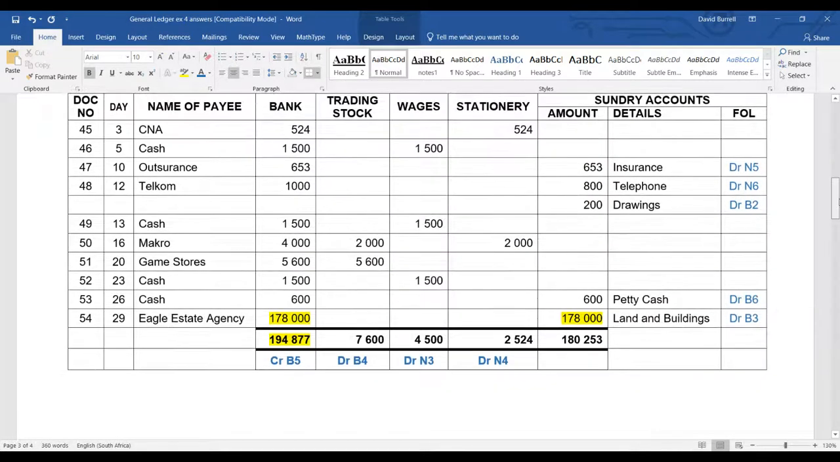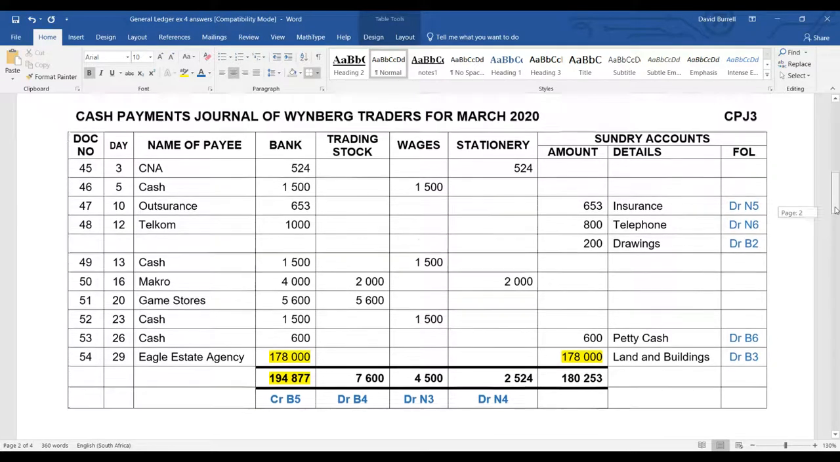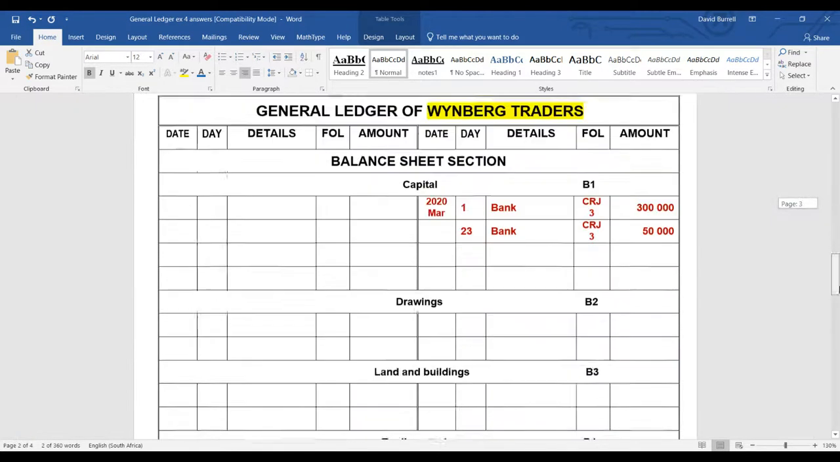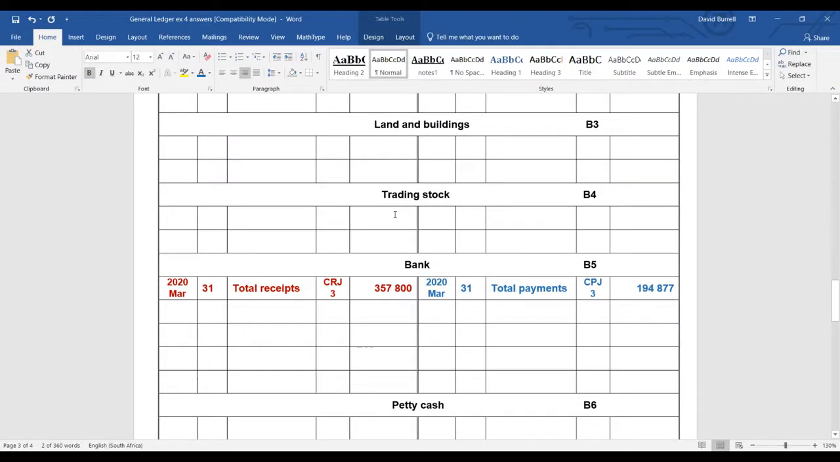Now, let's go back. Our next column is trading stock in the cash payments journal. Okay, and that's an amount of 7,600. Goes to the debit side of account B4, our trading stock account. Let's go all the way down. And I said a moment ago it was an amount of 7,600. And I'm going to just put in there 2020 March. Of course, it's the 31st because it's a column total. And in my details, I put bank.